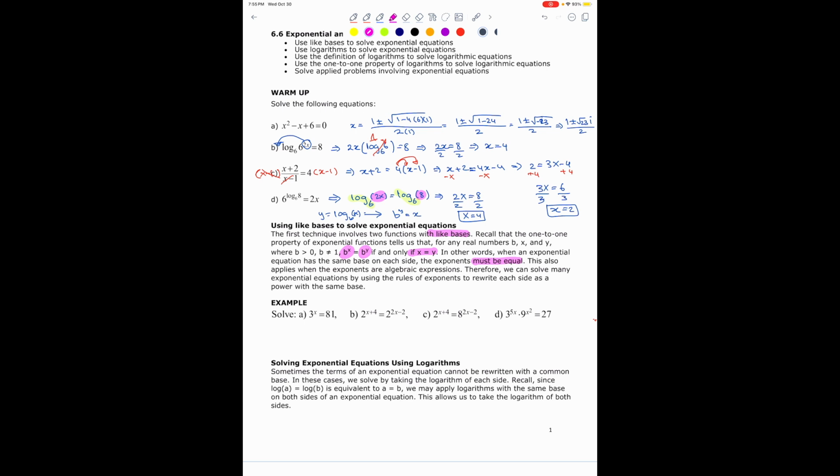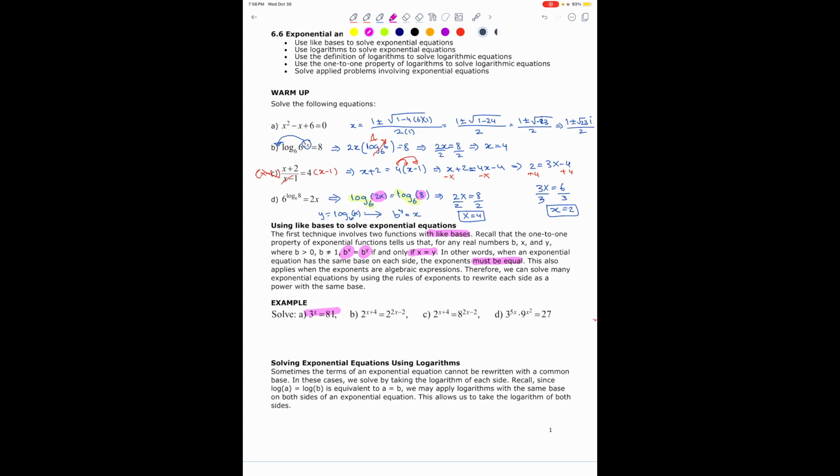This also applies when the exponents are algebraic expressions. Therefore, we can solve many exponential equations by using the rules of exponents to rewrite each side as a power with the same base. So if we strive to make both bases the same, we will be able to solve many exponential equations, not all exponential equations though. So let's try some examples here. The first expression, we have 3 to the x power equals 81.